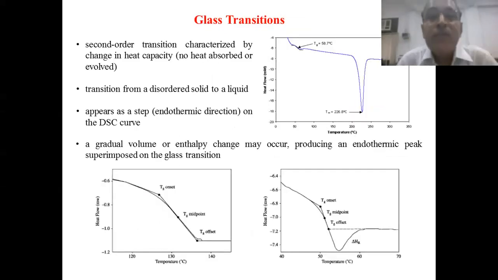Then there are materials which show glass transitions. And glass transitions are something like this. There are glass transitions associated with some enthalpy also. So you'll have to be very careful to distinguish between a perfect phase transition and a glass transition. And only then can you distinguish between the phases.